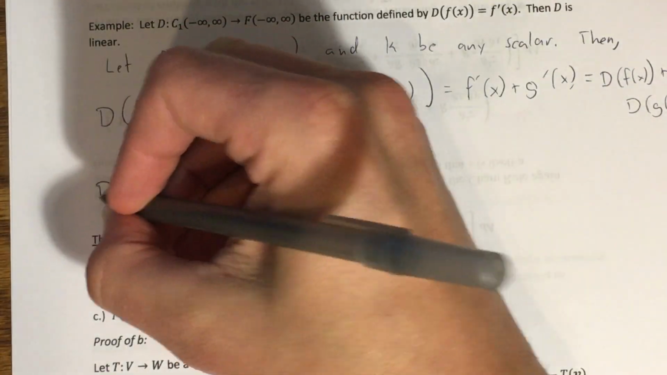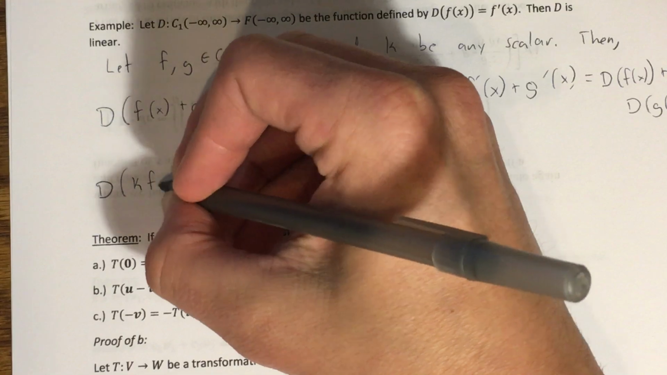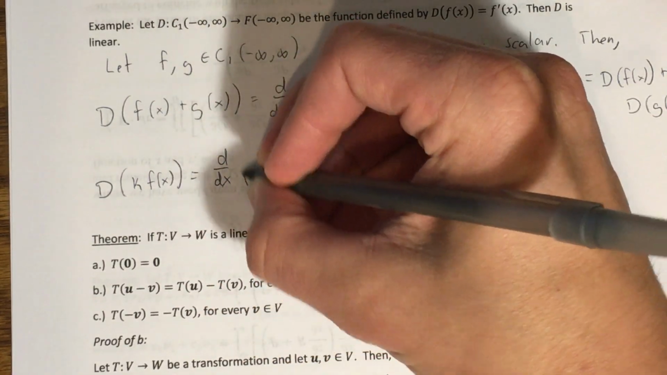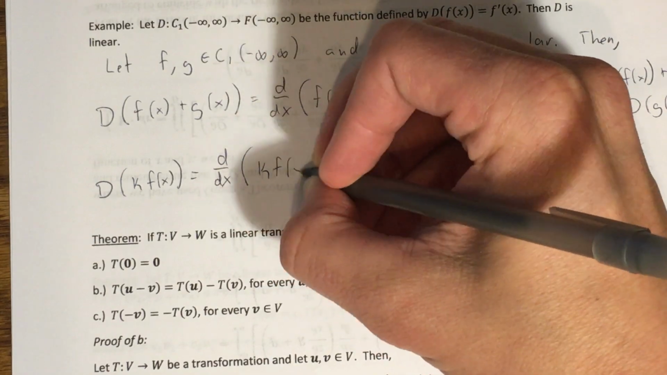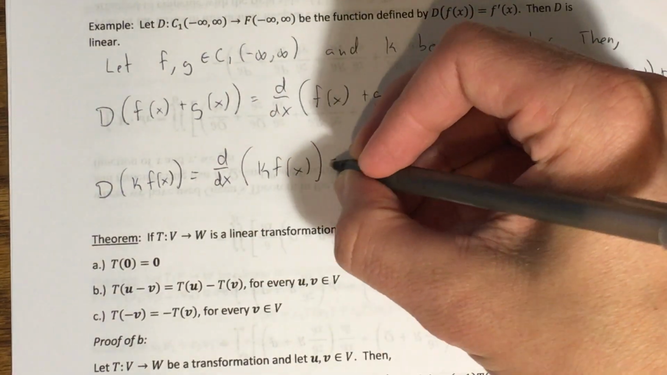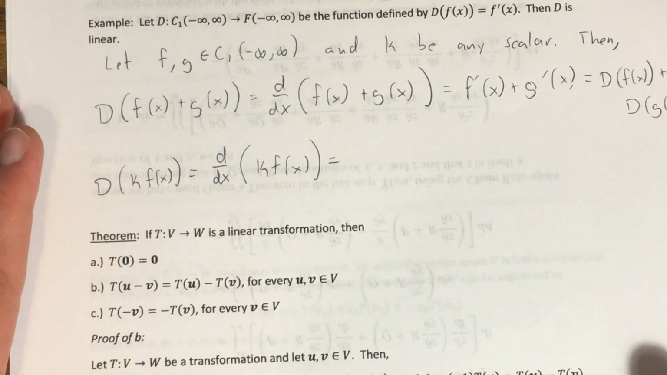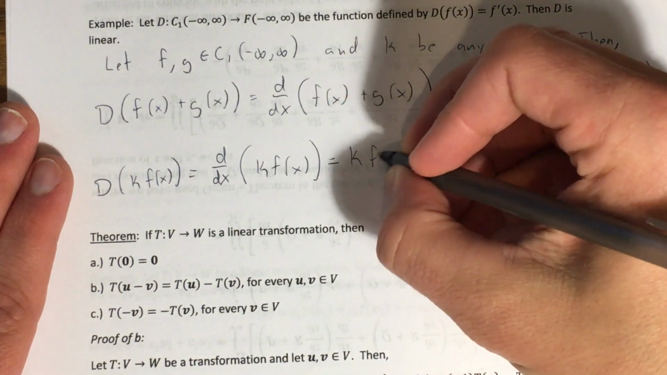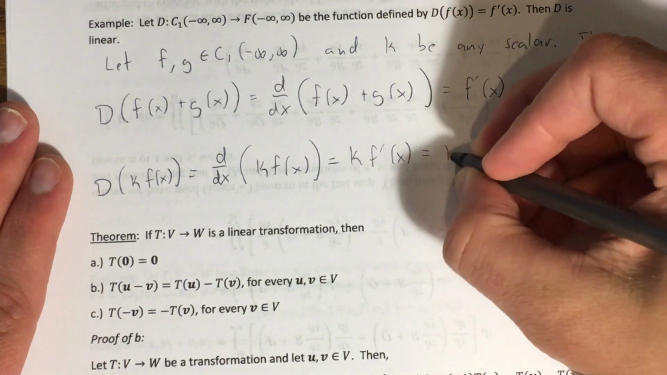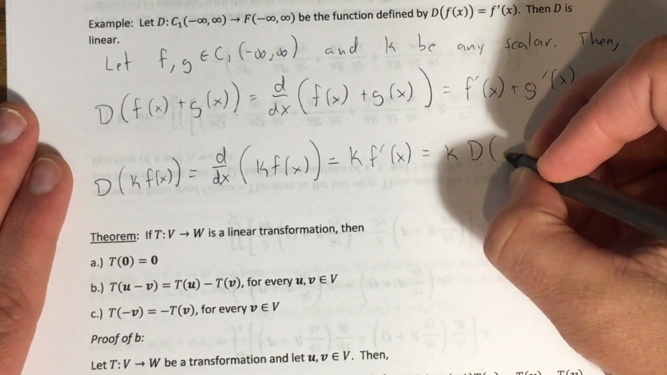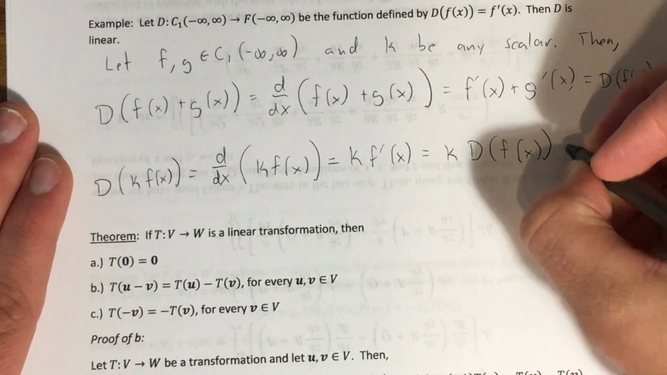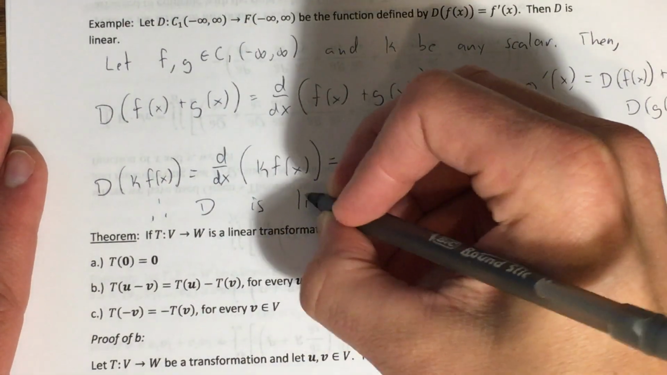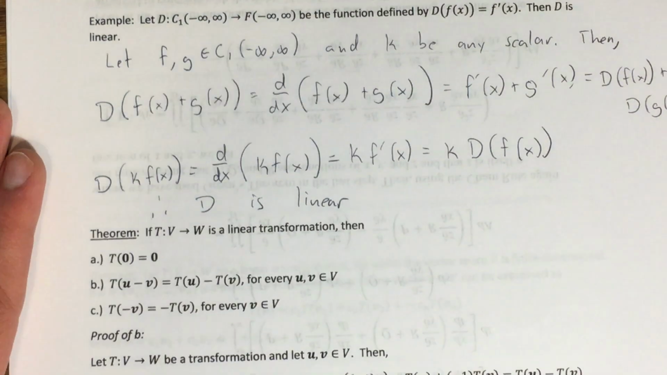Homogeneity is very similar. If I do D of k times f of x, remember that's the same thing as the derivative of the function k f of x, but we know from those properties of derivatives that you prove early on in a Calculus 1 class that this is the same thing as k times f prime, which would be k times D of f of x. So we have that homogeneity property as well. Therefore, D is linear. Okay?